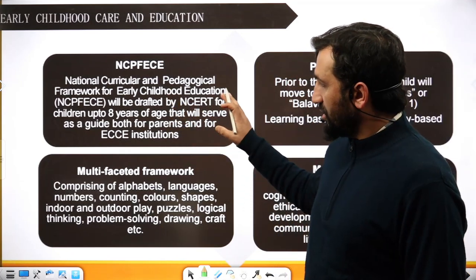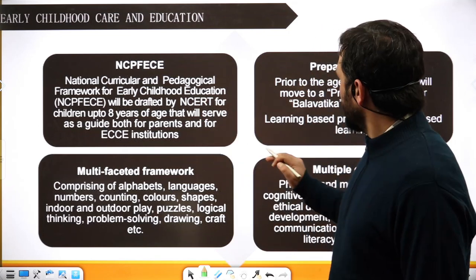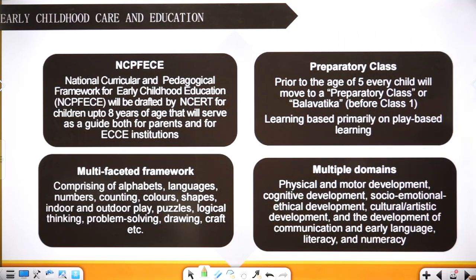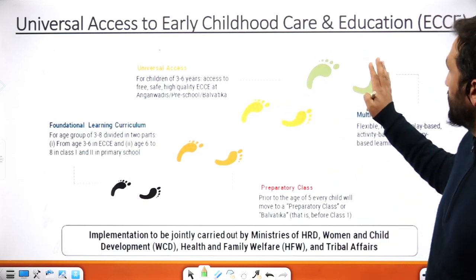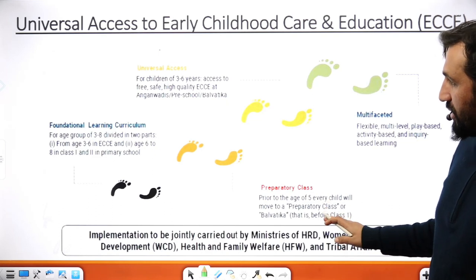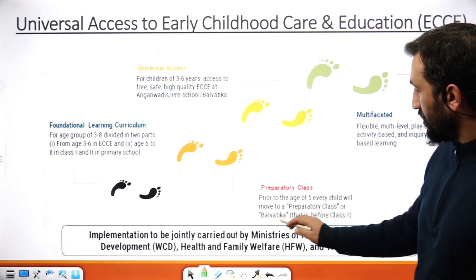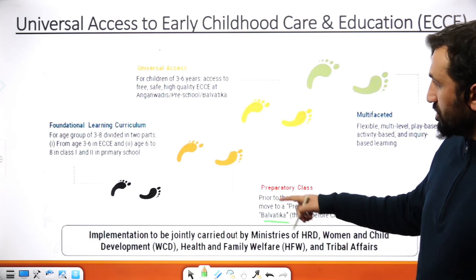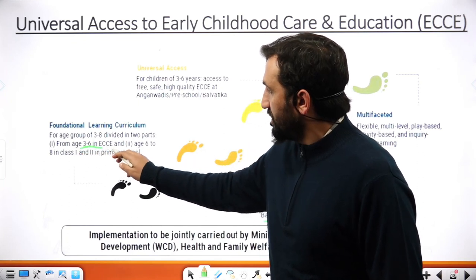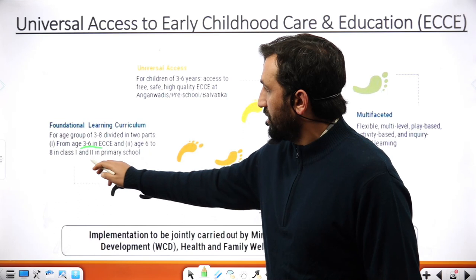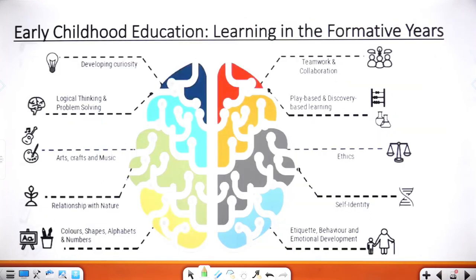After that, when we talk of ECC, obviously the government is working on it, elementary early childhood care and education. There has been a lot of work on it. These are preparatory years. This is the ECC road map. These are the preparatory classes. Prior to age 5, the child moves to the preparatory class or Bal Vatika. After that, FLN, 3 to 8 years. It will be divided into two parts: 3 to 6 years ECC, and 6 to 8 years, first and second grade. After that, it will move to the formal stage.